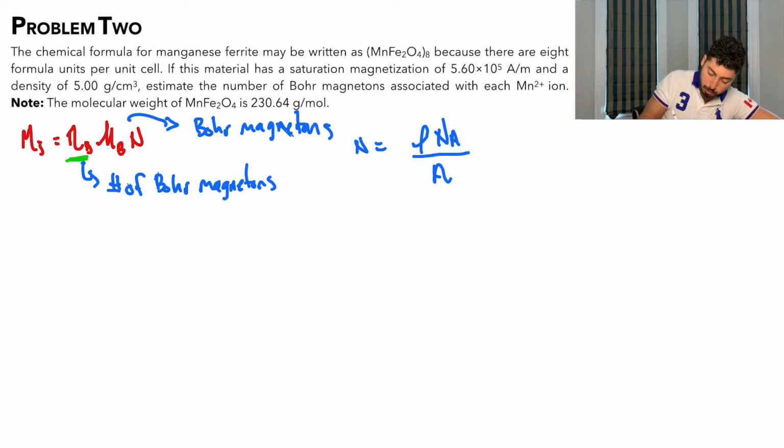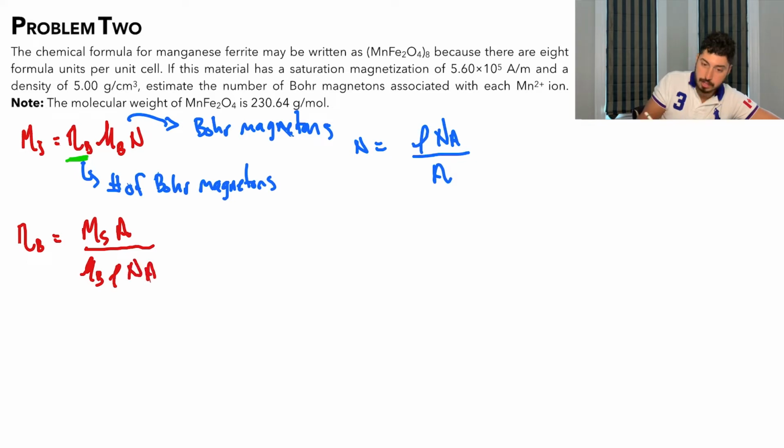So let's combine the two equations and isolate for Nb. So Nb, or the number of Bohr magnetons, is equal to Ms, which is our magnetization saturation, times our molecular weight, divided by mu B, which is Bohr magnetons, times density, times Avogadro's number. Now all we need to do is substitute our values.